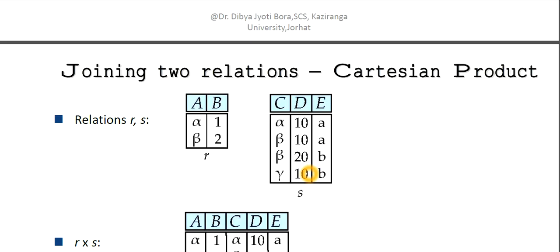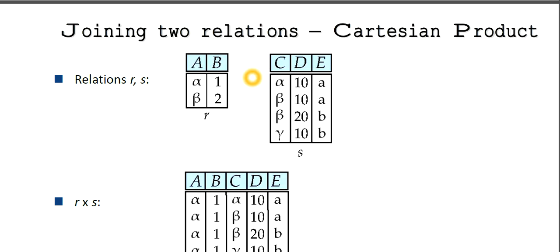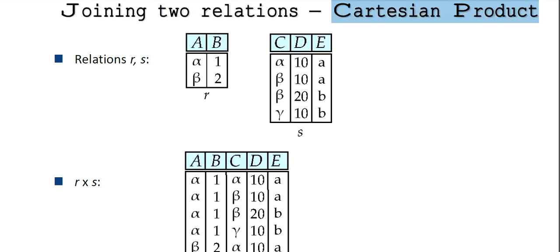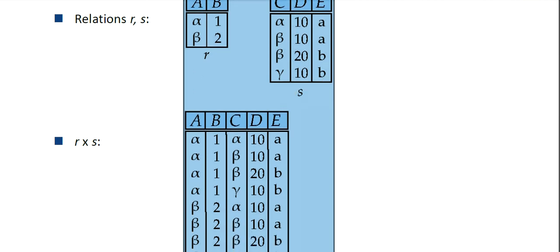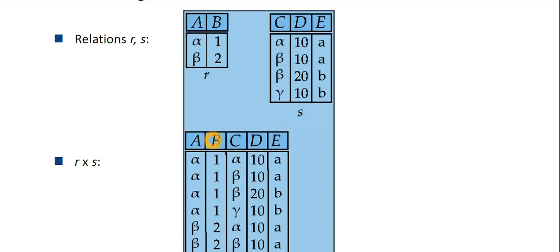Now coming to the next, joining two relations. If we want to join two tables, two relations, we will first apply the Cartesian product. Say R has A, B, alpha 1, beta 2. This is a relation R, and this one with C, D is S. Now R cross S. What will be the result?